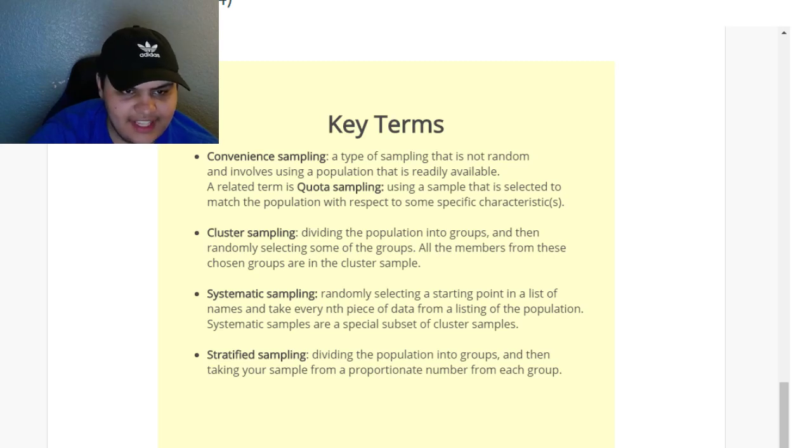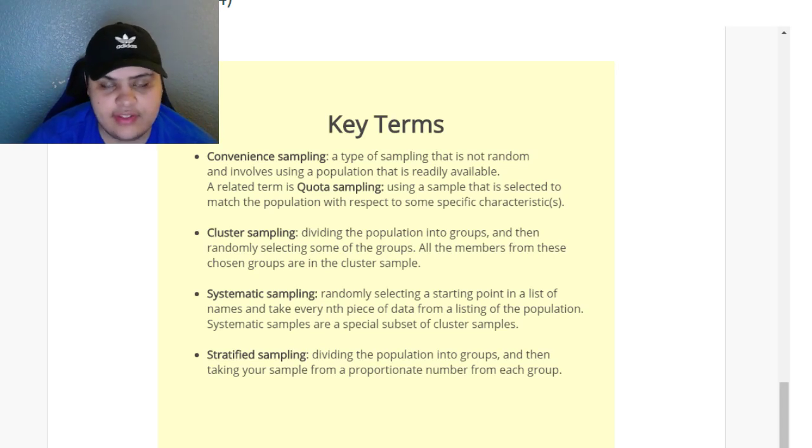Alright, so today I will be teaching you about four sampling methods in statistics. Those are going to be convenience sampling, cluster sampling, systematic sampling, and stratified sampling. So just to read you the definitions here.